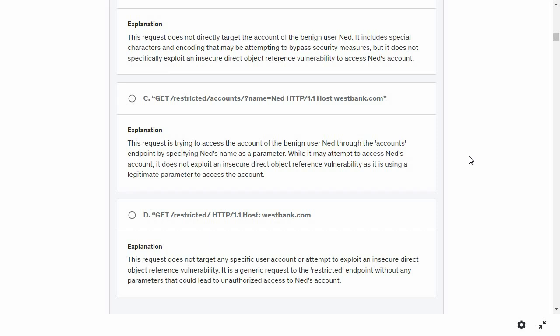Answer number 4. This request does not target any specific user account to attempt to exploit an insecure direct object reference vulnerability. It is a generic request to the restricted endpoint without any parameter that could lead to unauthorized access to Ned's account. So this also is not the correct answer for this scenario.